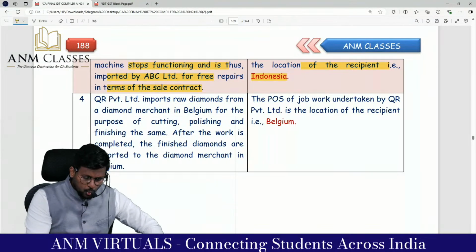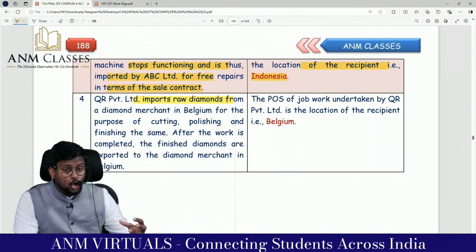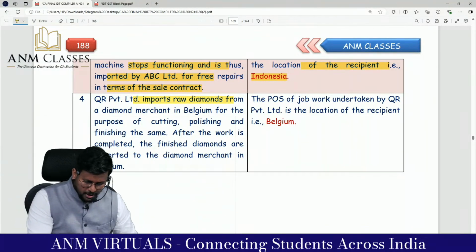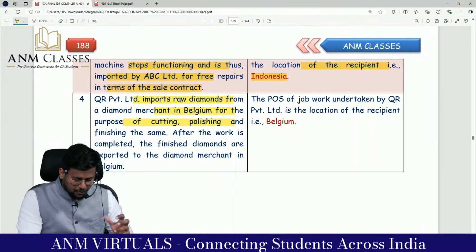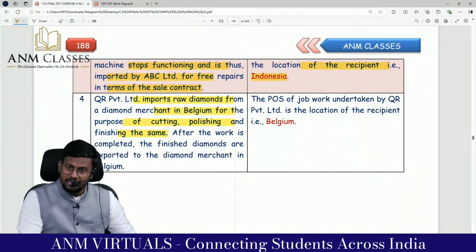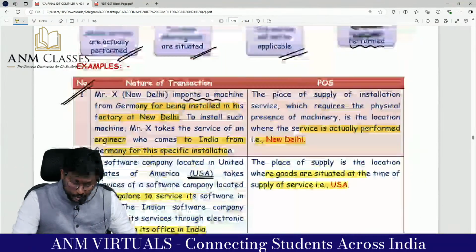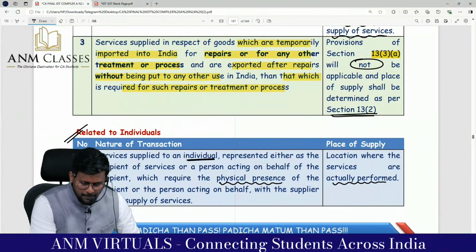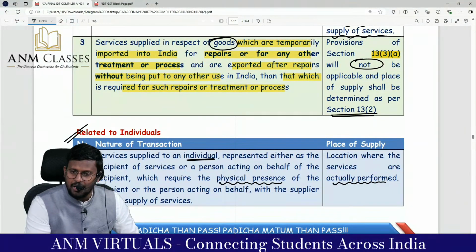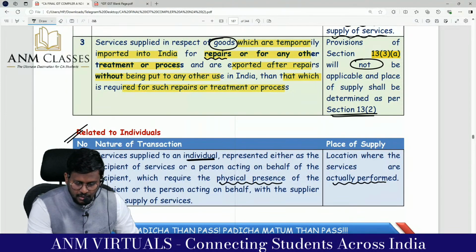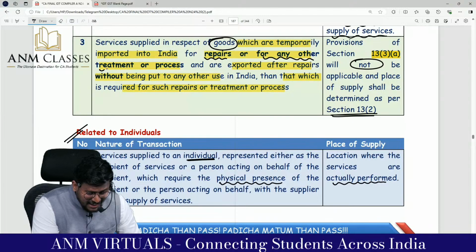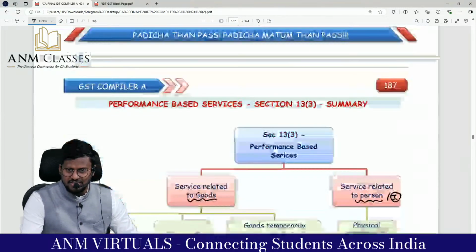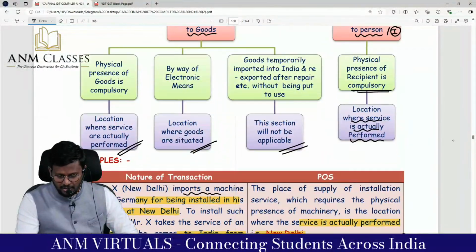Yes, sir. QR Private Limited imports raw diamond from a diamond merchant abroad for the purpose of cutting, polishing and finishing the same. This is also a type of repair work. You look at the wordings here. Inga paaru: service supplied in respect of goods, diamonds are goods, which are temporarily imported for repair or for any other treatment or process. In that it will be covered. Any other treatment or what? Process.